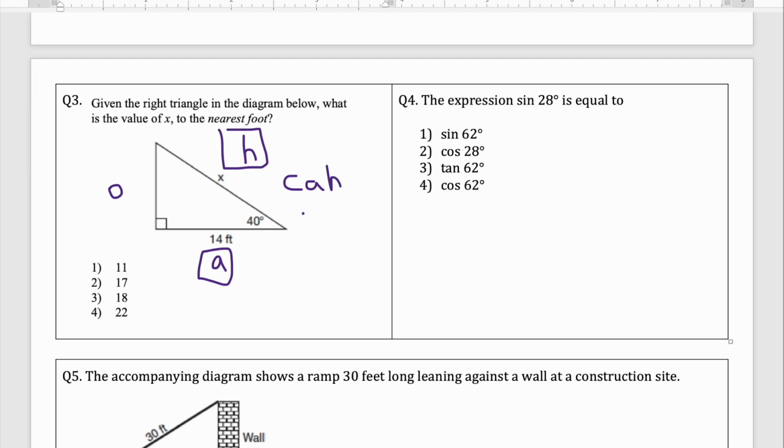So the C is for cosine. So we have cosine 40, and that's equal to adjacent over hypotenuse. So 14 over x. Okay, and when x is on the denominator here, right, I want to switch it with cosine 40 over cosine 40.